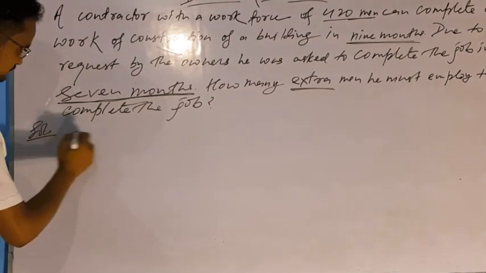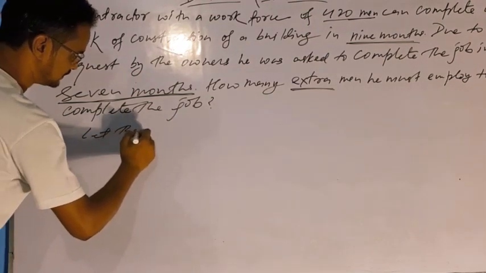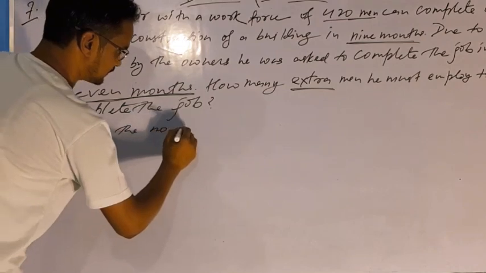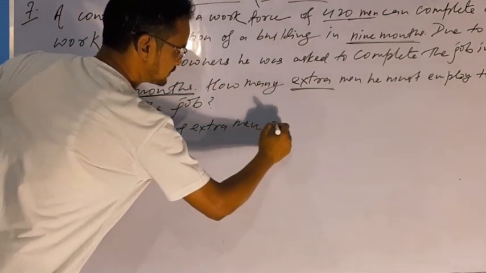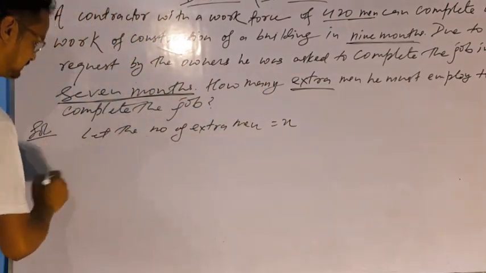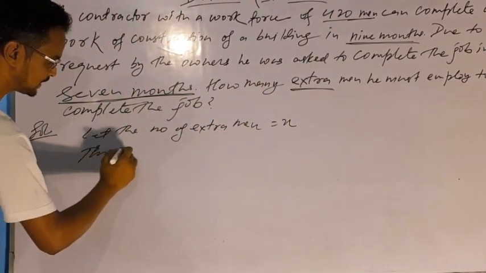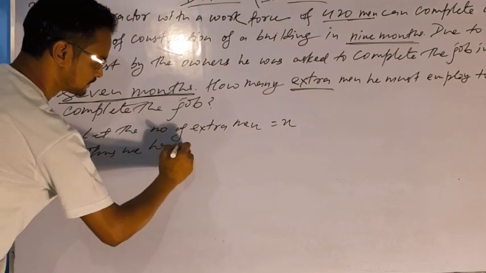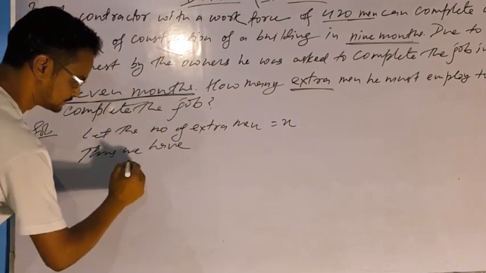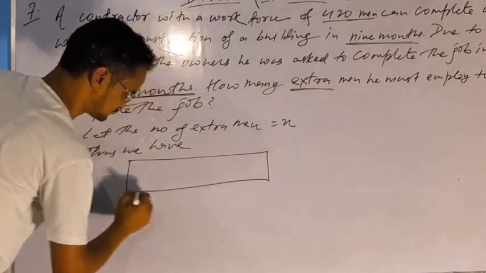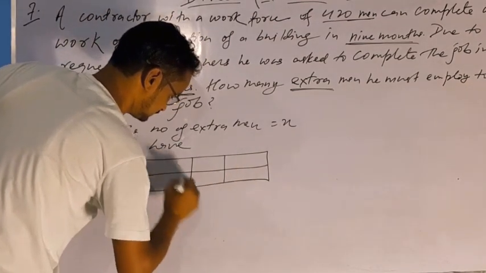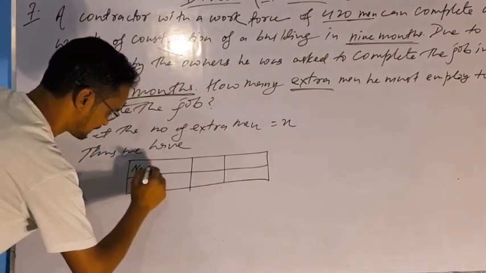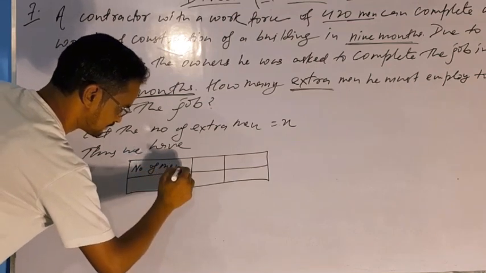Solution: let the number of extra men be equal to x. Thus we have from the table: number of men and time.